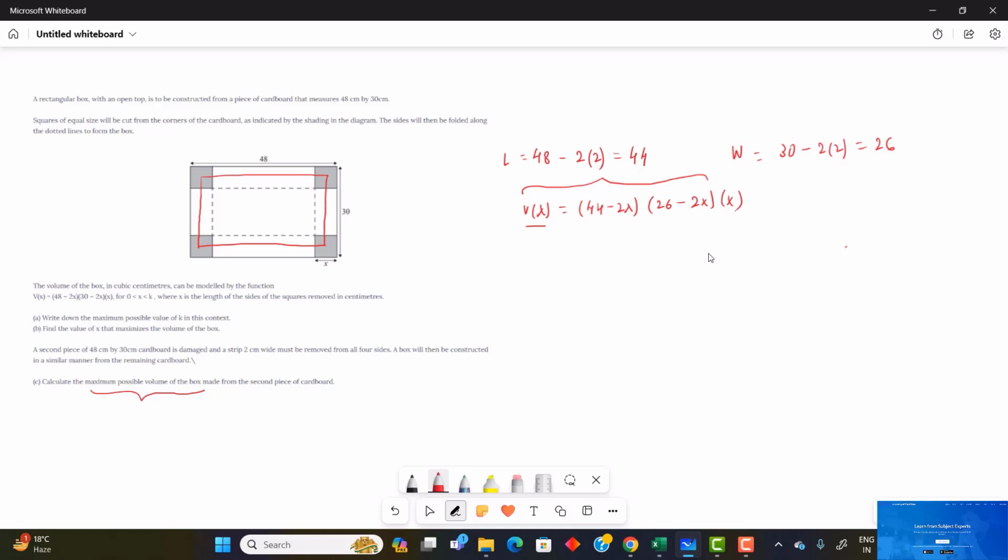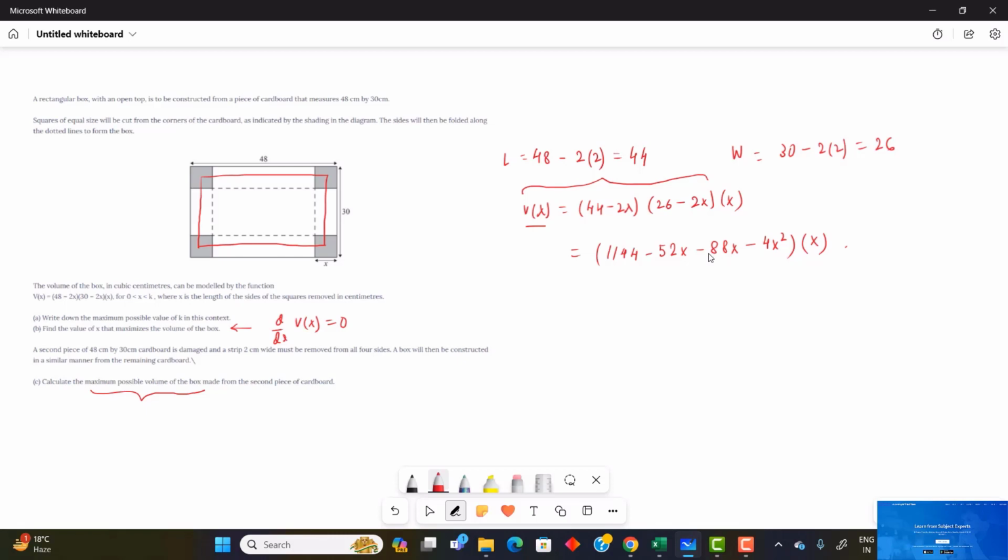Let's very quickly do the same thing that we did in the second part of the question and equate dV/dx equal to 0. Before that, we need to simplify this expression. This is equal to 44 times 26. You can use your calculator to find 44 times 26 and you will find this to be 1144 minus 52x minus 88x plus 4x square, times x.